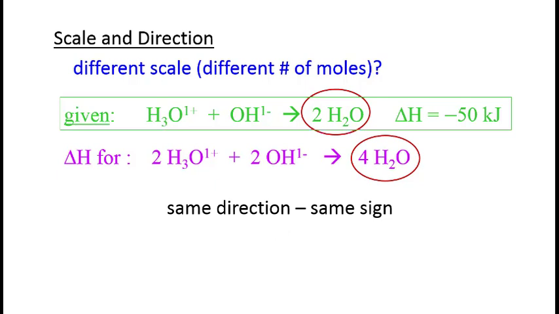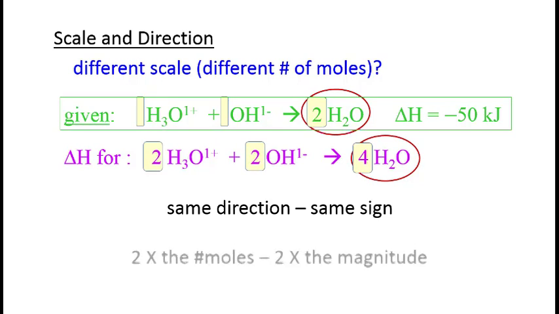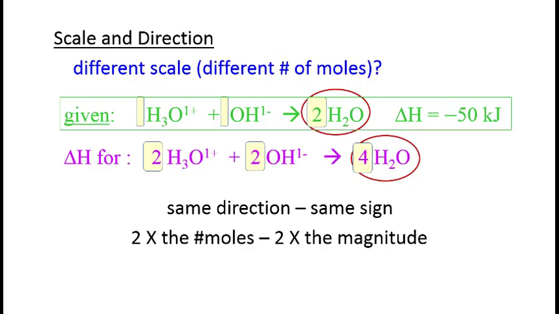If we look at the scale of the second reaction, we see that 4 moles of water in the second reaction are formed instead of 2. Since there are 2 times the number of moles, the value will be 2 times the magnitude. For this reaction, delta H will be negative 100 kilojoules.